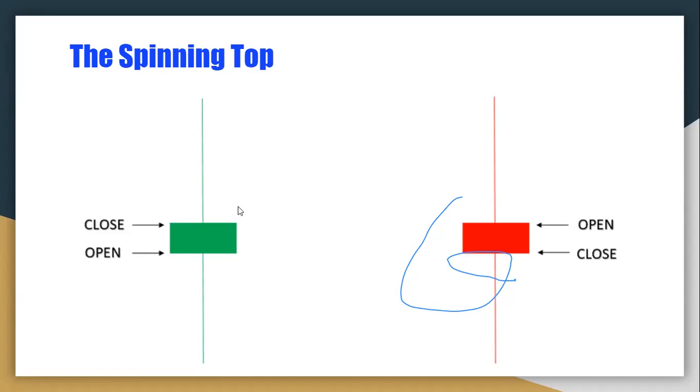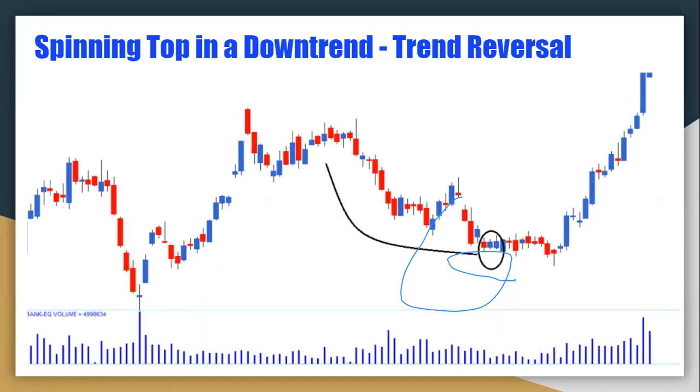So whenever you spot a spinning top, you should know that there is uncertainty in the market. So now let us look at how spinning tops behave in different types of market scenarios.